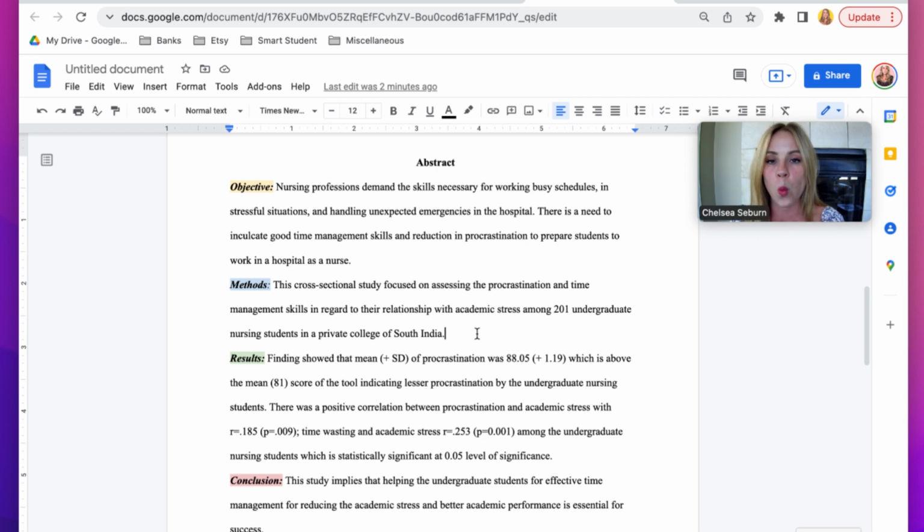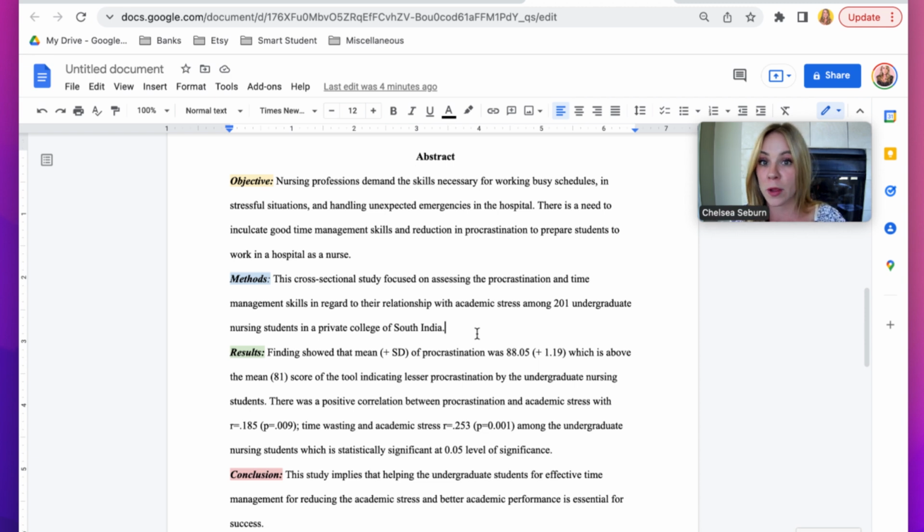Great, now that we know what we're studying, well, logically, the methods is a great section to include next to tell the reader how we studied it. So what we have here is this cross-sectional study focused on assessing the procrastination and time management skills in regard to the relationship with academic stress among 201 undergraduate nursing students in a private college of South India. Awesome. Do you see how that one sentence there is specific enough without going overboard to tell the reader what study was done for the research?